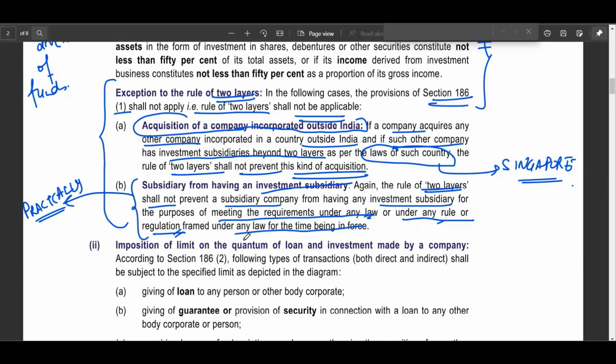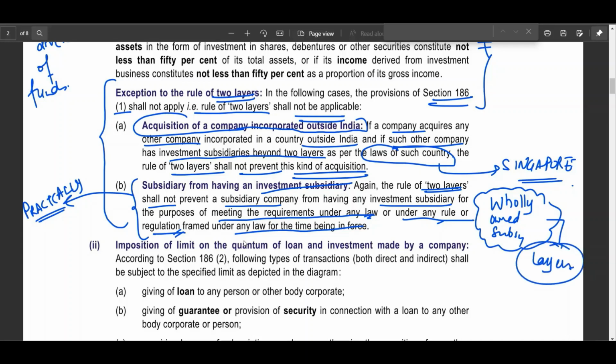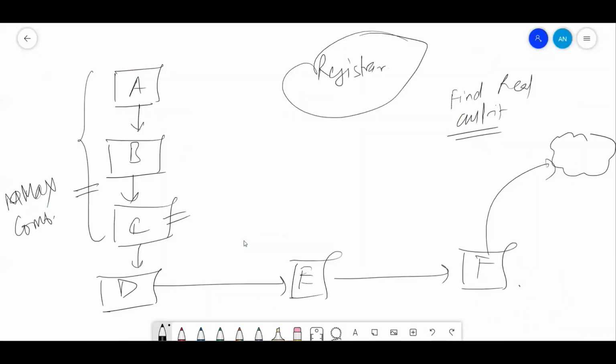And one more thing that I have told you about the wholly owned subsidiaries, that these wholly owned subsidiaries are not called layers. This is discussed in rules. All right, this is not covered in section number 186, but you will have to remember it anyway, since a question can be asked for that as well. Now let's discuss a few illustrations. There you will have a better understanding of that.